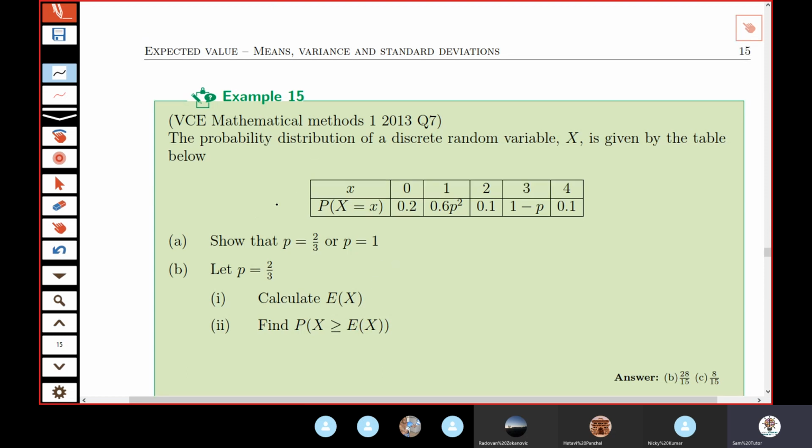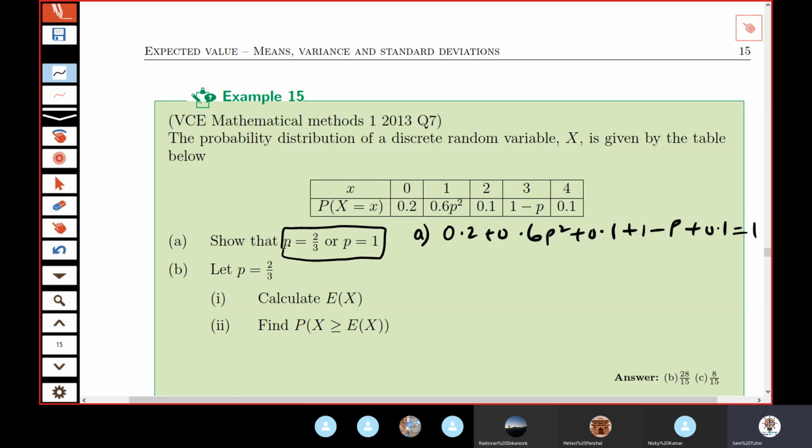All right, we should be able to do this. The probability distribution of a discrete random variable x is given by this table below. It just says show that P equals this or this. Again, what are you going to do? Make it equal to 1 again. So you're just going to write 0.2 plus 0.6P squared plus 0.1 plus 1 minus P plus 0.1 equals 1. Go ahead, you guys. I can see it's going to become a quadratic. So make sure you bring everything to one side, use your quadratic formula, or factorize, whatever you want to do. Go and confirm you do get these 2 solutions. I'll just give you 2 or 3 minutes.